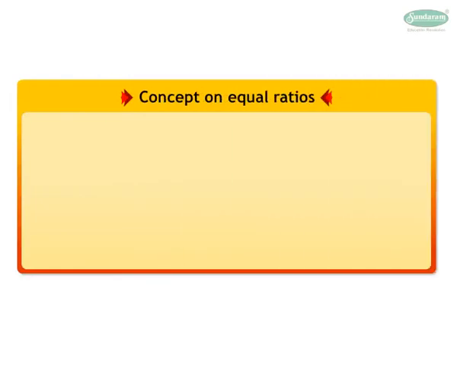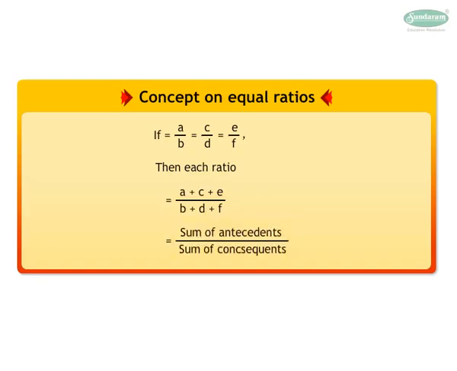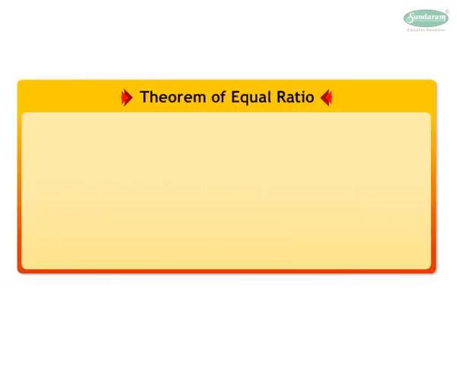We shall now learn an important concept on equal ratios. If a/b = c/d = e/f, then each ratio is equal to (a + c + e)/(b + d + f). It means each ratio is equal to the sum of antecedents upon the sum of consequents. This property is called the theorem of equal ratio.